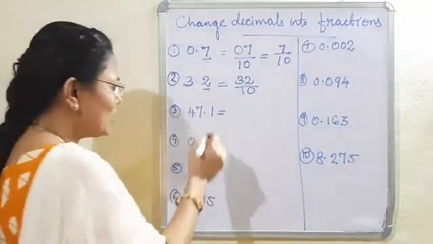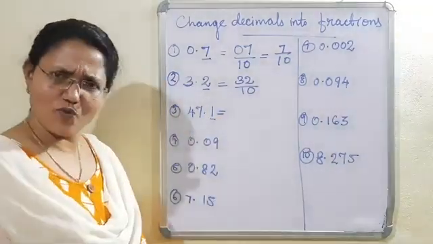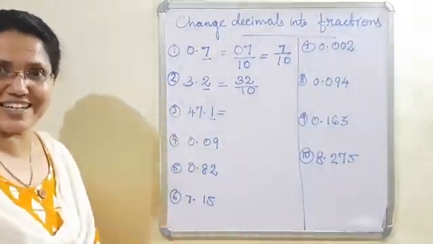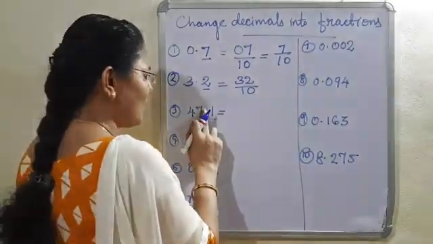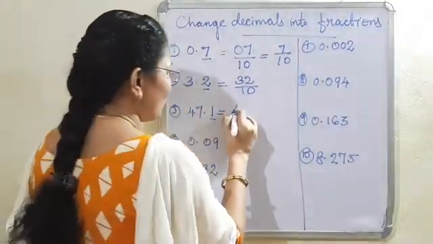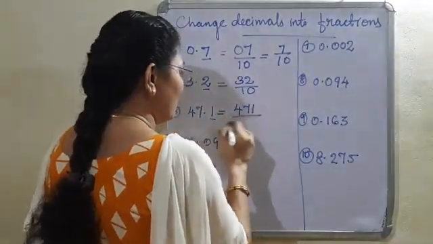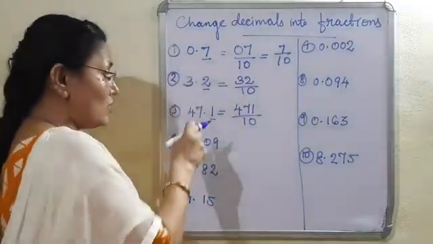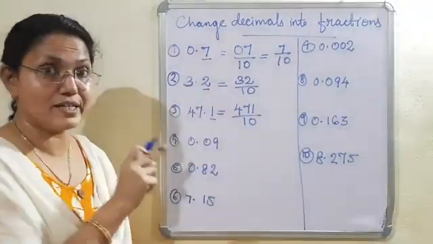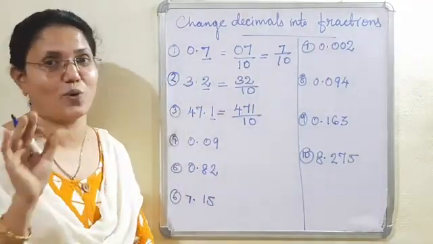47.1. Okay, here also how many decimal places? 1 only, therefore the denominator is 10. When you remove the decimal point, what is the number? Yes, 471 divided by 10. According to the number of decimal places only, you have to write its denominator.